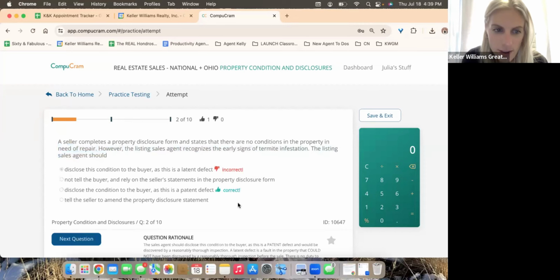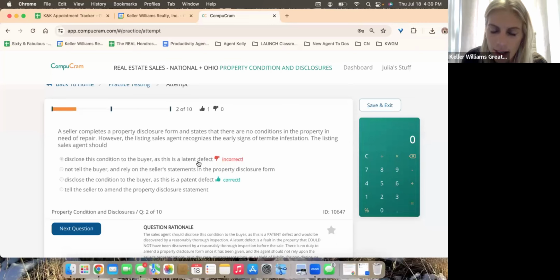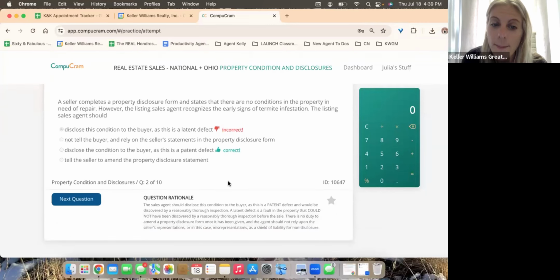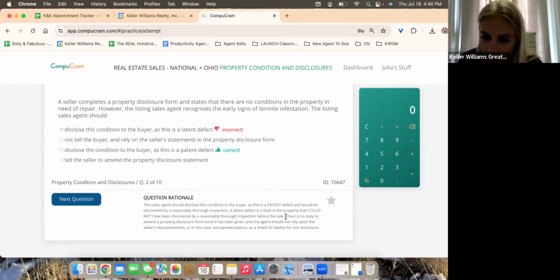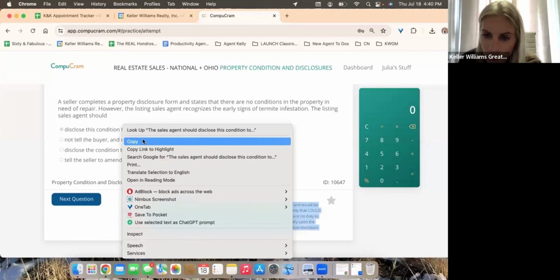So the correct answer is C. Okay, these are tricky, both patent and latent defects. So it would be C, disclose the condition to the buyer as this is a patent defect. So patent would be discovered in an inspection, and then latent defect is going to be one that could not have been discovered by a reasonably thorough inspection before the sale. So patent you can discover in an inspection, and latent you can't. I'll put this in. This is super helpful.